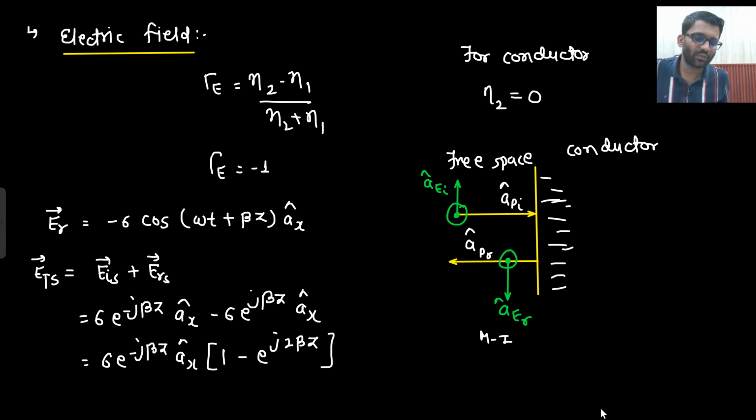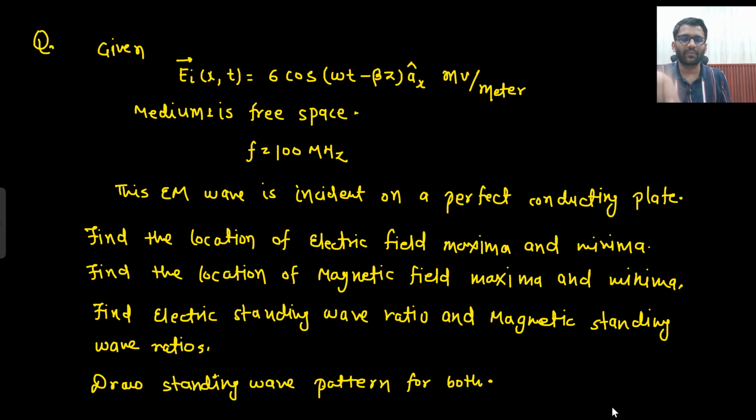So let's write it down on the next page. What is the magnitude of ETS? This analysis you will be doing very easily in the examination. What you will see is a perfect conducting plate. That means the electric field will change its direction and the complete wave will be reflected back. So in the examination I will write 6 e to the power minus j beta z Ax cap. I will actually drop this Ax cap because I know it is of no use.